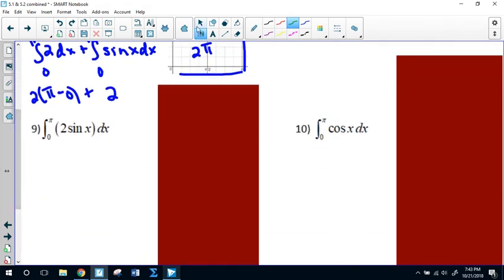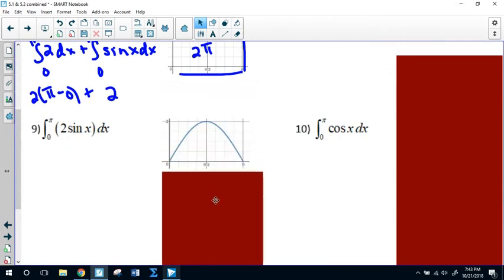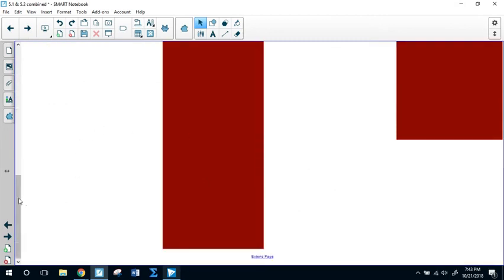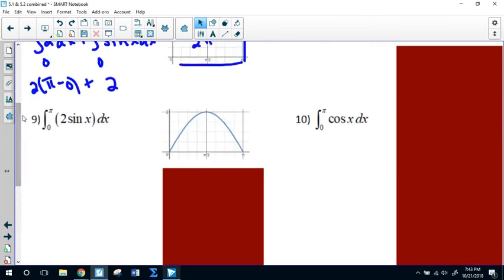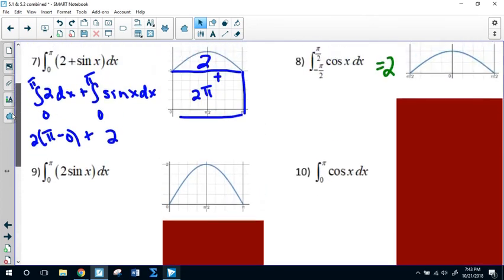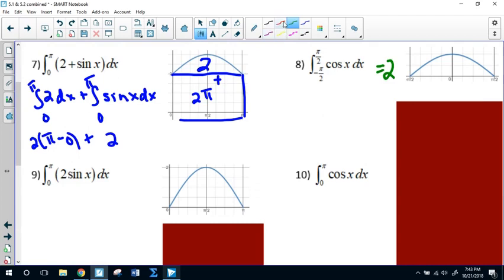Number 9, we have taken the sine graph and we have stretched it. Okay, so here's the graph of it. It's a little bit harder to think of geometrically. So instead, what I'm going to do is give you a new, hopefully logical rule. I'm going to pull that 2 out front of my integral. So just take my constant and put it out front. And now I have the sine curve from 0 to pi, which is 2, we already know, multiplied by 2, which equals 4.